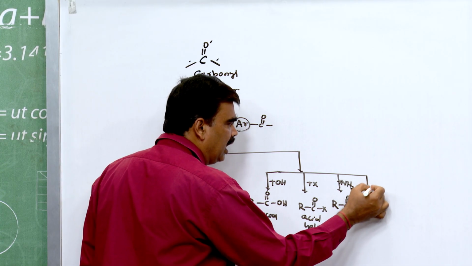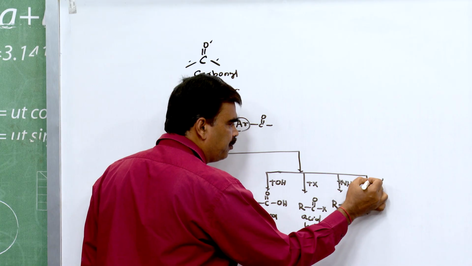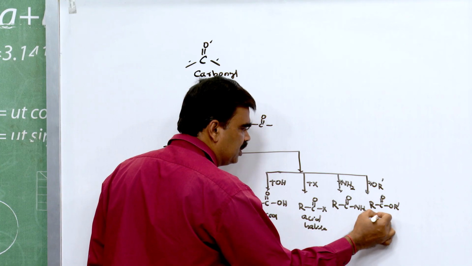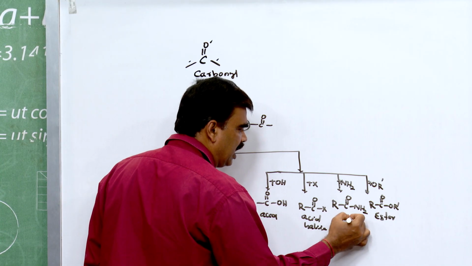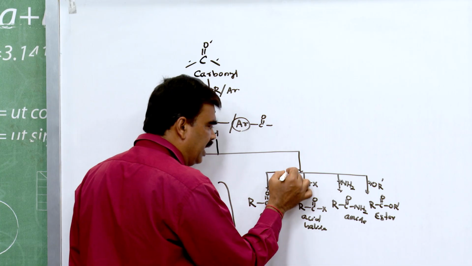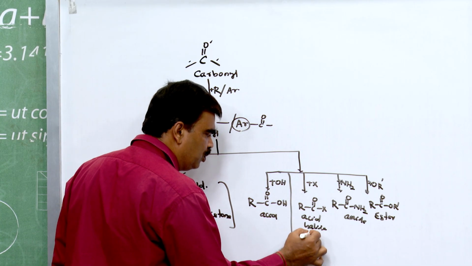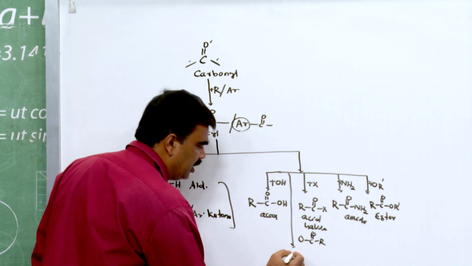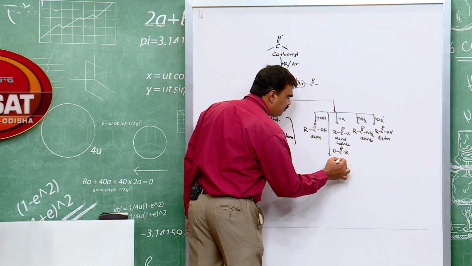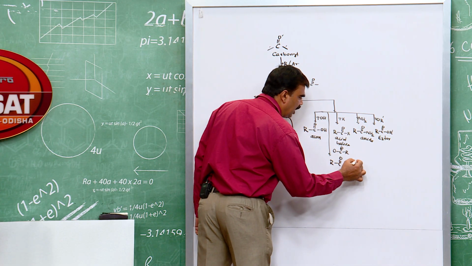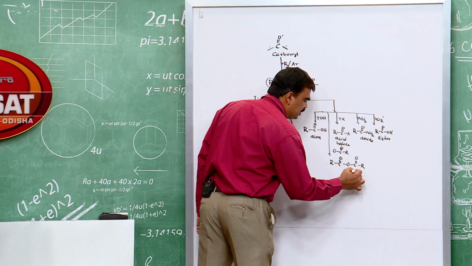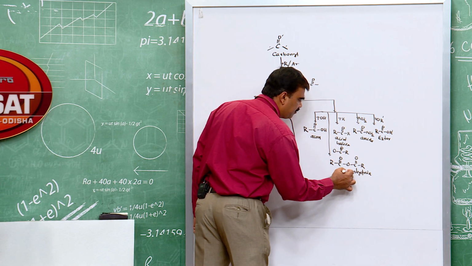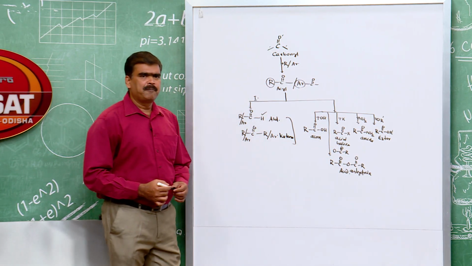Clear? If I add OR dash group, then I will get ester. This is ester. This is your amide. If I add OCOR, acyloxy, then I will get this, which is called anhydride. Acid anhydride.